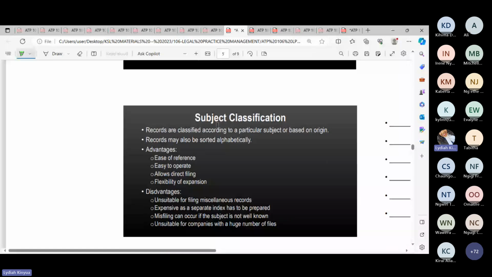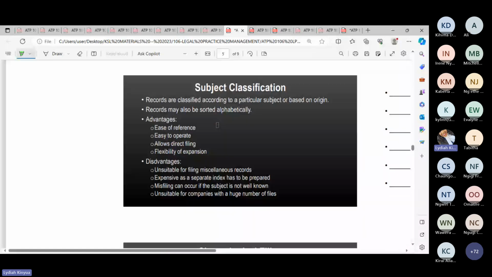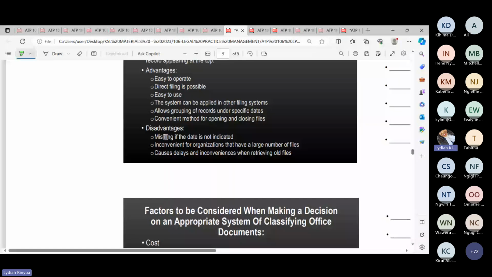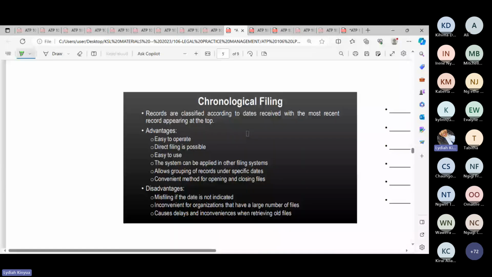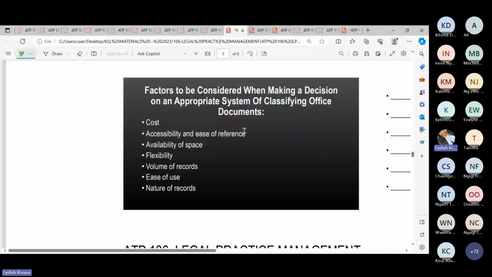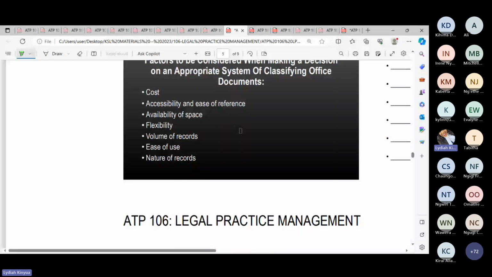And then subject classification. Records are classified according to the subject. For example, the subject will be criminal, commercial, civil. And then it could be chronological filing, where records are classified so that the most recent file is on top, as they come. The most recent one is on top of everything. So you're able to know, this one came in last week, this one is last year. So a filing classification system can either be alphabetical, numerical, alphanumerical, geographical, subject, or chronological filing.